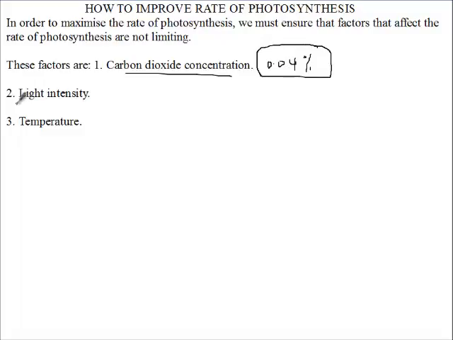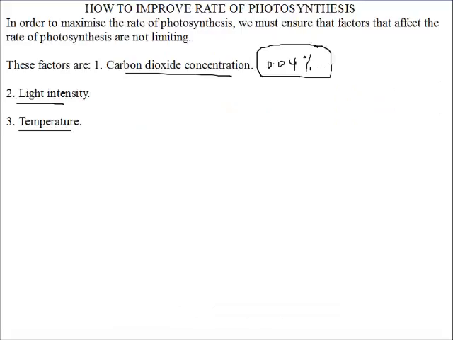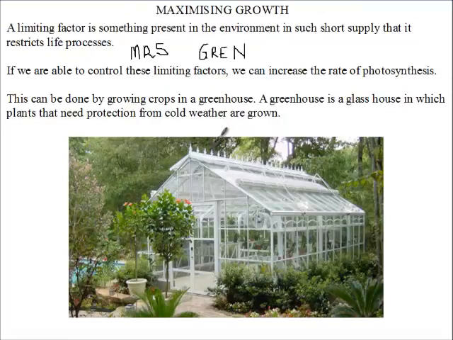The second thing is light intensity. With light intensity, it is a limiting factor because during certain times of the year, the amount of light is small, or even during certain times of the day. At night, no light. During the day, we have light. The third one is temperature. With the temperature, it varies with seasons. So these are the limiting factors. Now, if we are able to control these 3 factors, we can maximize photosynthesis.